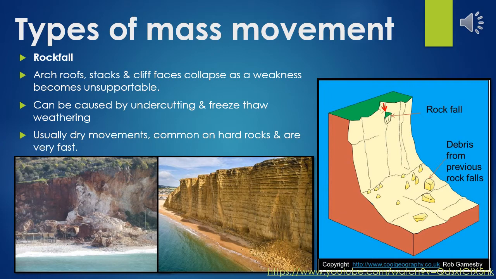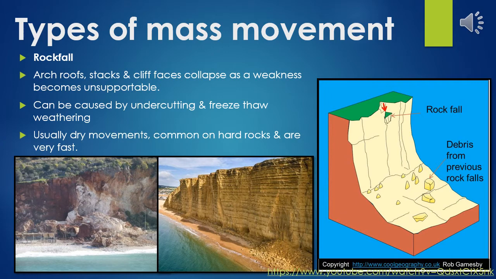So I've got 3 pictures there, 2 photographs and 1 diagram. You can see that the result of a rockfall is a lot of material at the base of a cliff and a new freshly exposed cliff face. Some of the causes of this is undercutting, like we talked about in the last slide, but also freeze-thaw weathering. So water will get into the cracks in the rock, freeze overnight, expand, force the gap to be bigger, and then part of the rock will fall away.